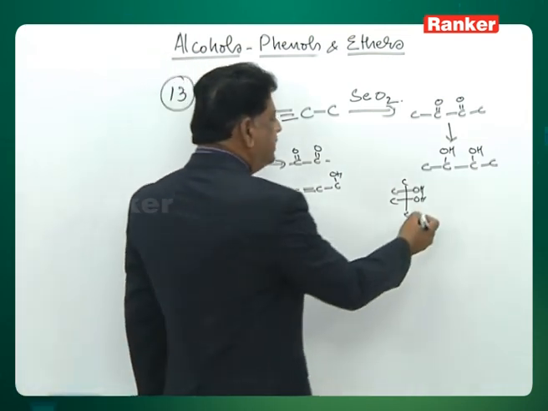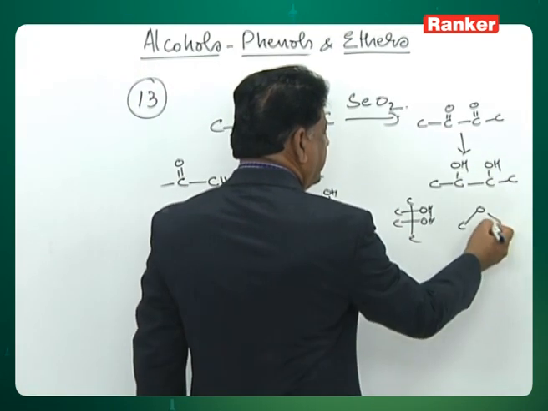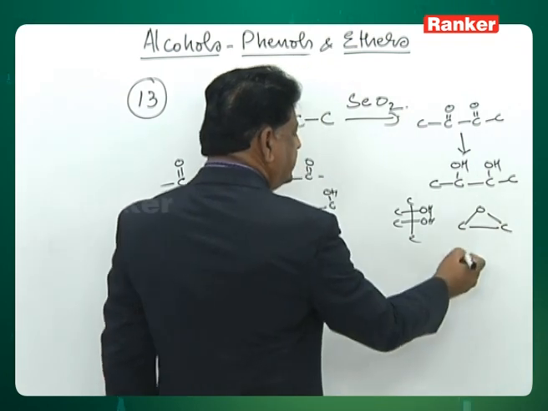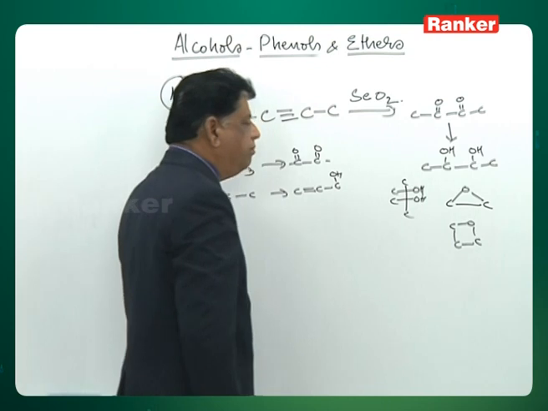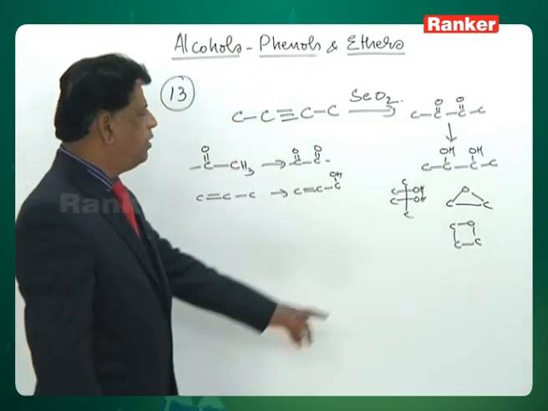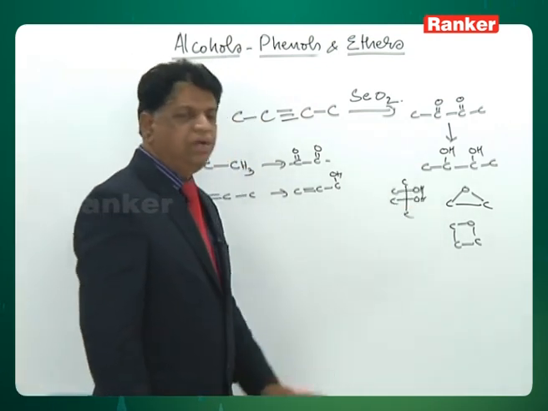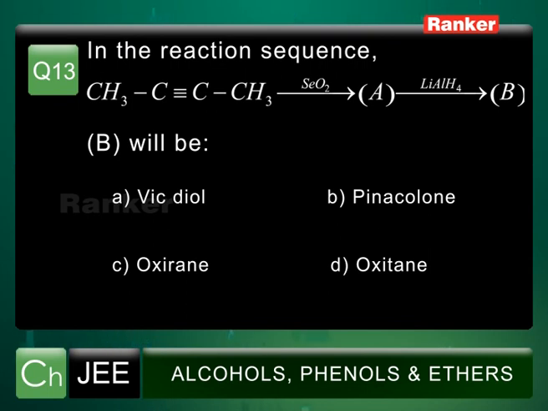Oxirane means it is a 3-membered ring, isn't it? Oxetane means it is a 4-membered ring. Oxygen with a 4-membered ring is oxetane. So, these products are not formed. A vicinal diol is formed, therefore, answer A will be the right answer.